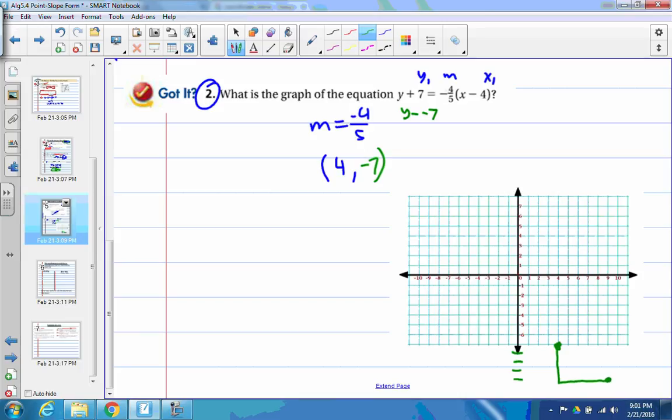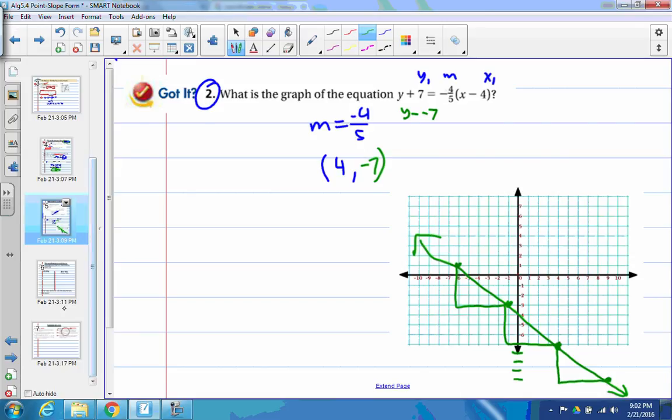I can also go backwards. I can go up 4, 1, 2, 3, 4, and back 5, 1, 2, 3, 4, 5. So we just keep making those steps. And you can go back again, 5 and up 4. And it would make these steps. And then you can draw a line. As long as you have 3 points, you're good to go. So my line's going to look like this. And that is the line graphed from that equation.